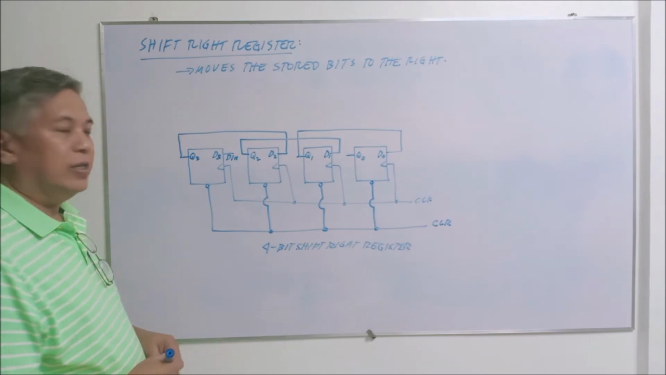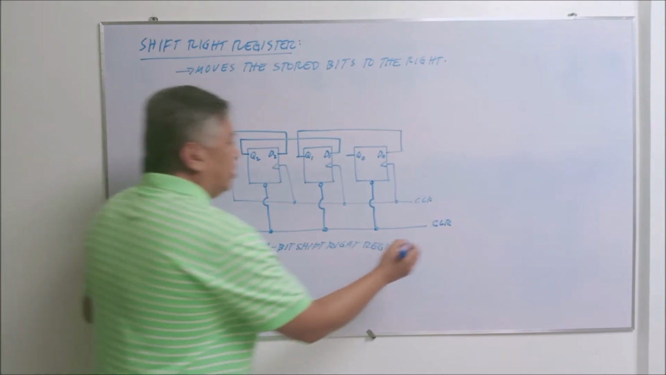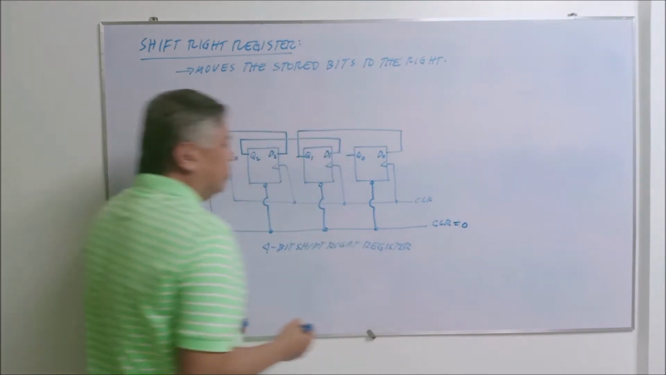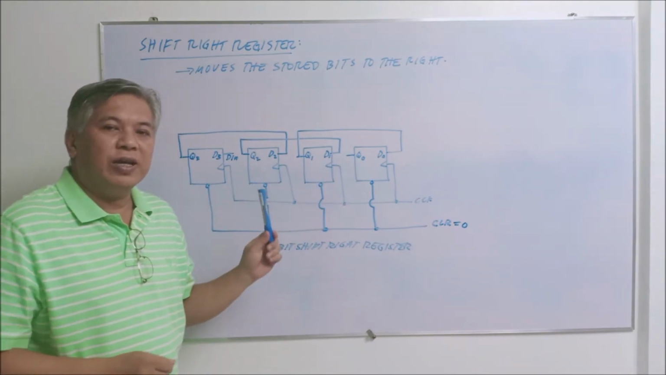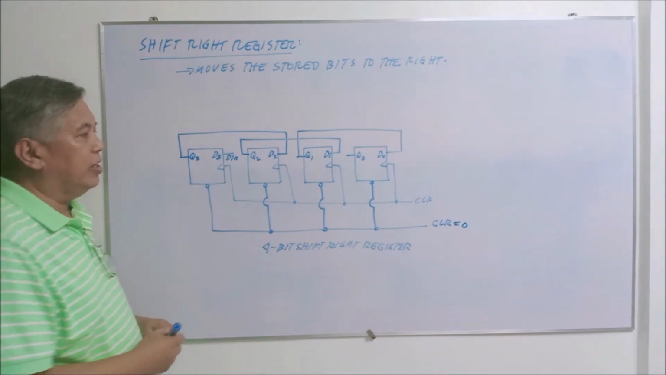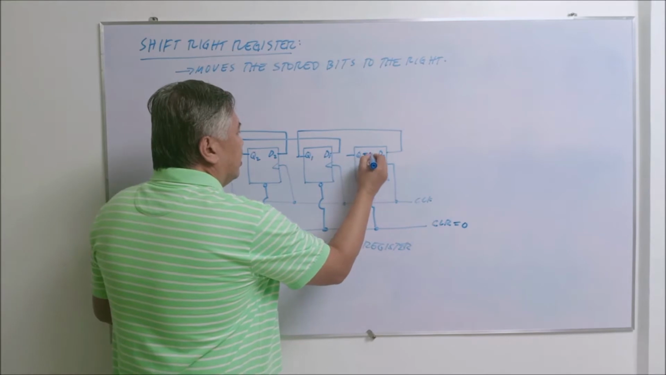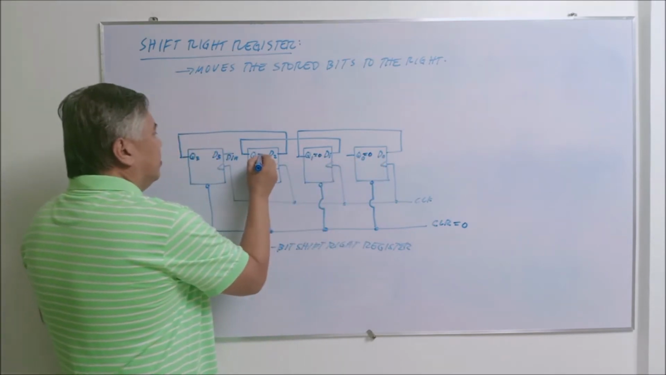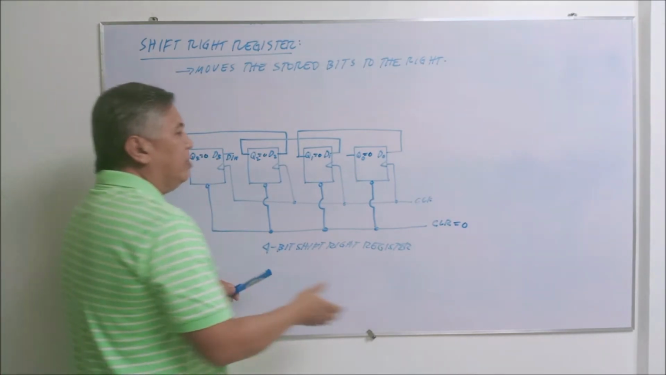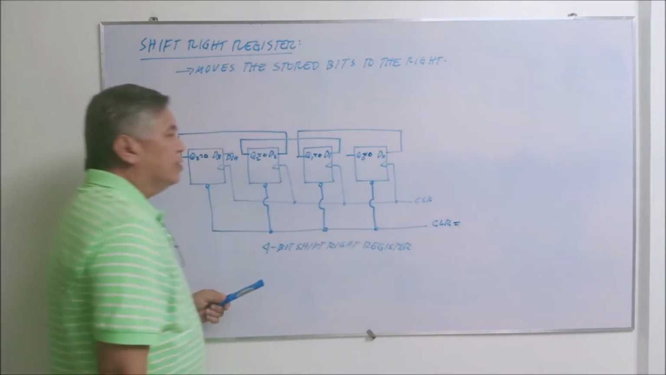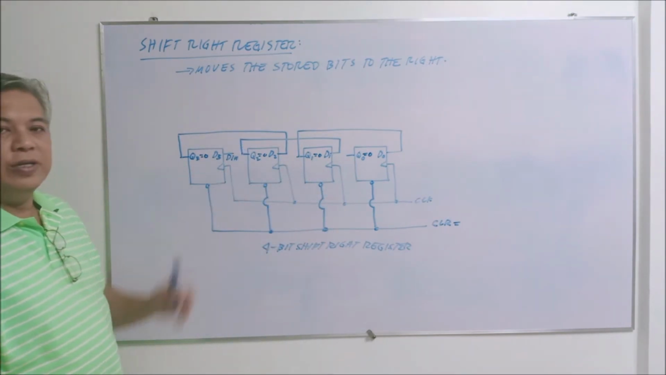So that is a 4-bit shift right register. For example, we start with clear equal to 0. Clear clears all the data in your memory elements. So when clear is equal to 0, your output Q will be 0, 0, 0, and 0. When clear is released, the register is ready to receive data coming from your D input.